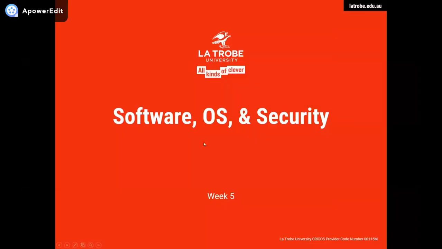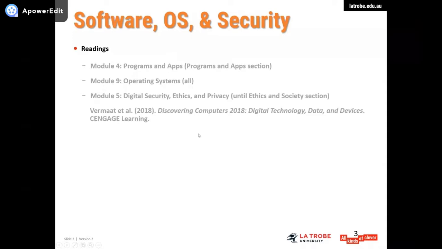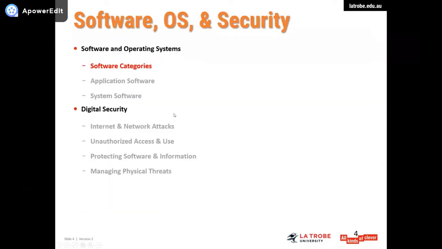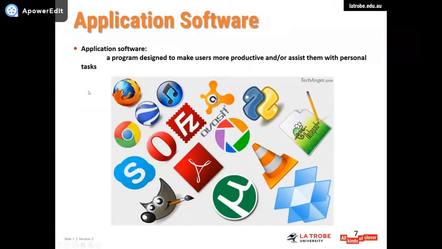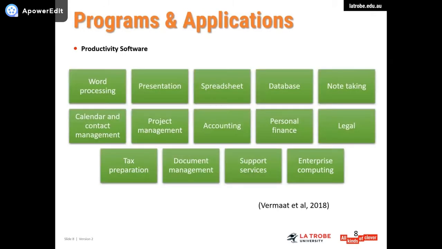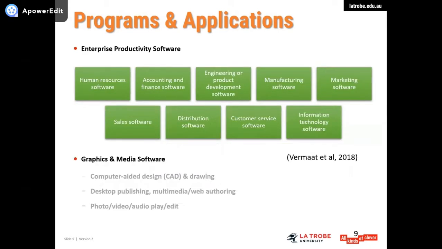So week 5, software, OS, and security. First is the software category. This figure is from the previous lecture. For the application software, you should understand the definition of application software and what the typical application software is in our daily life, in your study or at work. Then is the productivity software. You should at least be able to list several well-known productivity software. Same for the enterprise productivity software as well.